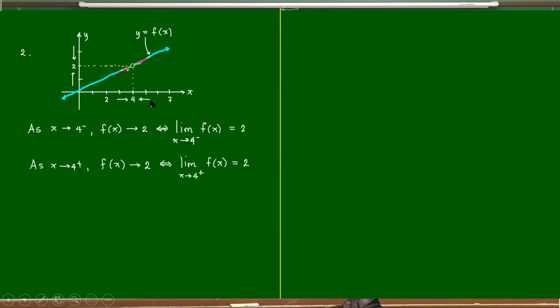From the right, approaching 4, I will travel along this line, approaching this hole. So the function values tend to go to 2. So we say that the limit of f of x as x approaches 4 from the right is equal to 2. But notice here, 4 is not anymore in the domain of f. So the function value is undefined at x equals 4. But look at the limit from the left and limit from the right. They both exist and are equal. So collectively, we can write that as what? Limit of f of x as x approaches 4 is equal to 2.